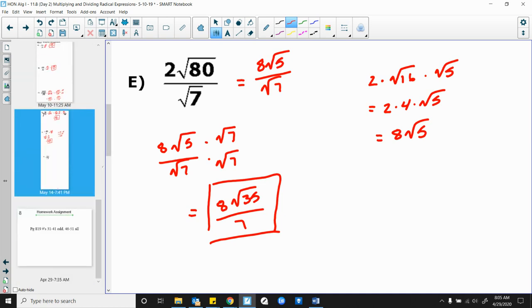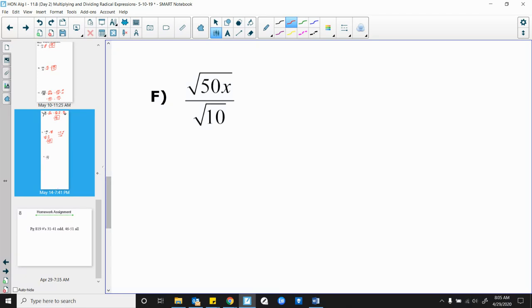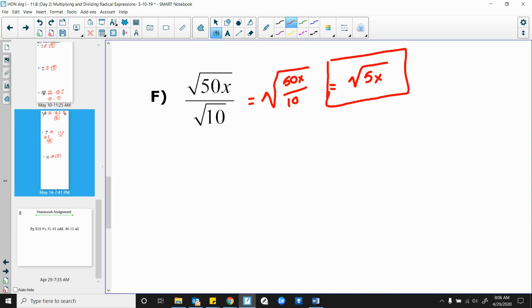Okay, last one for today is radical 50x over radical 10. Again, if you don't do this the way I'm going to show you how to do it, good luck. Radical 50x over radical 10 is the same as, again, these can simplify. 50 over 10 can simplify. This is the same as having one big radical and having 50x over 10. And 50x over 10 just simplifies to 5x. And that's my answer. There's nothing else I can do there.